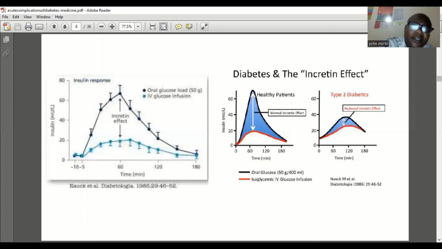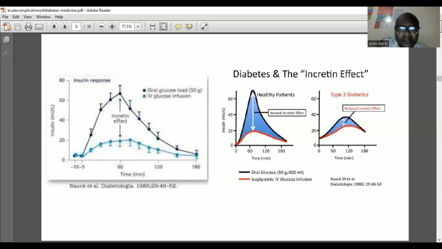So you can see that when you give a patient 50 milligrams of oral glucose, and another patient you give 50 milligrams of IV glucose, after 50 minutes you realize that the patient with the IV glucose will not have produced enough insulin, and the other one will have produced insulin all the way to 70. This is because when you give orally, it stimulates incretin enzymes which stimulate production of insulin, and that is what we call postprandial insulin.